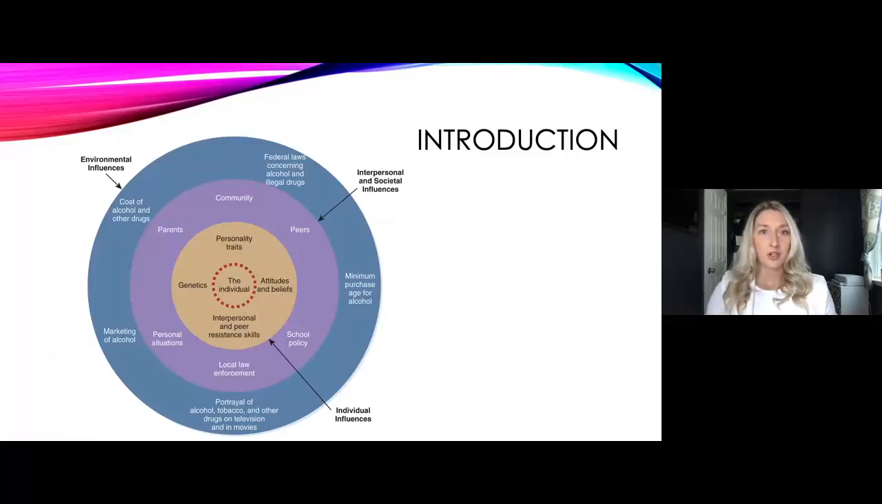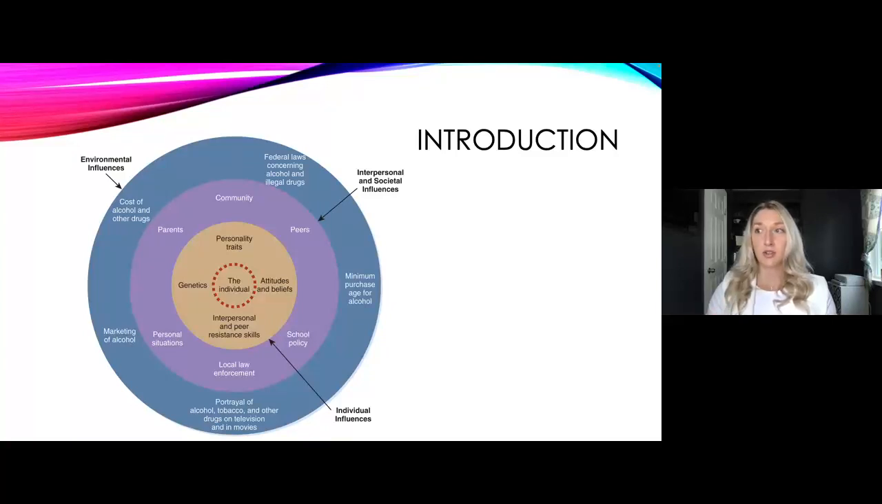So by way of introduction, this particular graph here just shows many of the potential environmental factors that are involved in what influences alcohol and other drug use. So you'll see here in the center, you have the individual. Out from the individual, you have their personality traits. You also have genetics, and we know that genetics is one of those factors that can influence whether or not an individual is going to use drugs, as well as interpersonal and peer resistance skills. So can they say no to their peers? As well as their attitudes and beliefs.